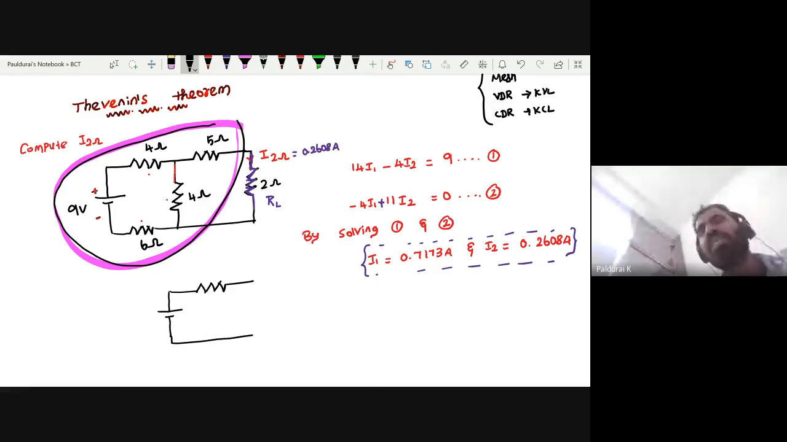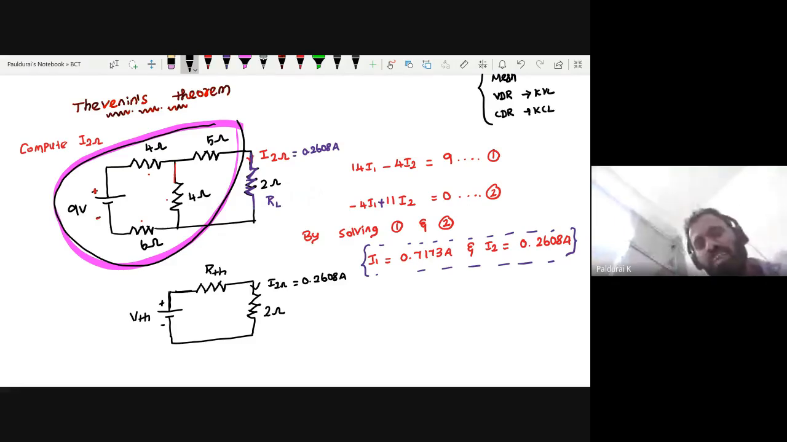I can replace it by a single voltage source in series with a single resistance. This voltage source is called V Thevenin, because it is found by Thevenin, and this resistance is called R Thevenin. Now connect this load to it in such a way that you get the same 0.2608 ampere flowing. That is the beauty.